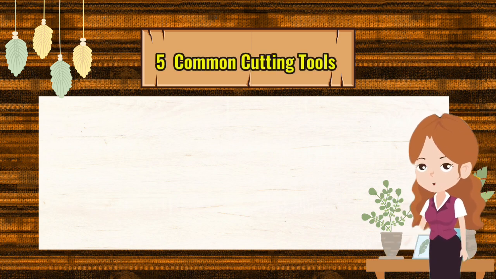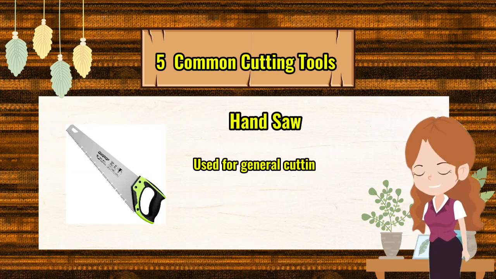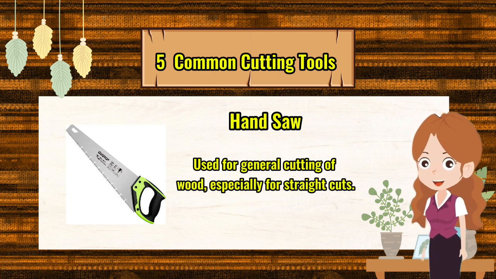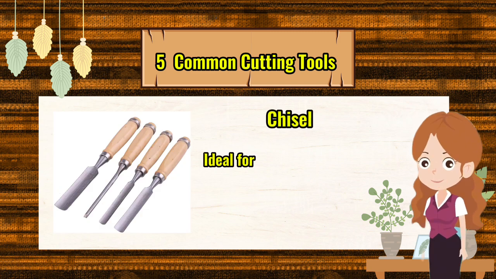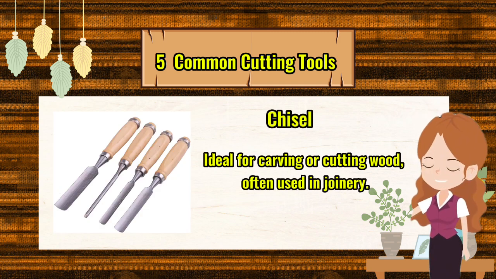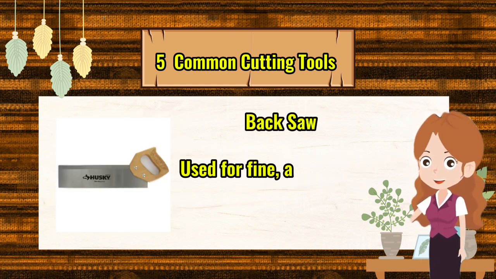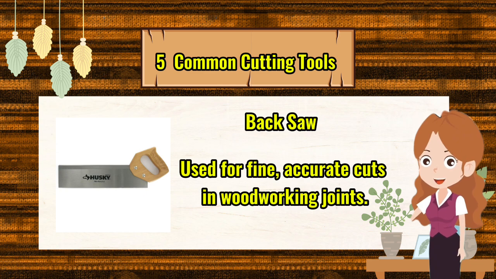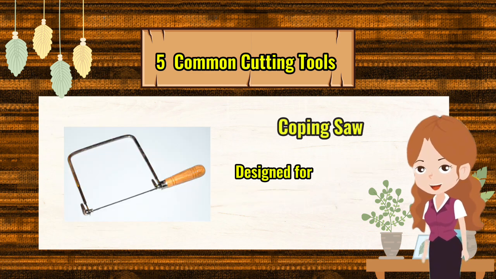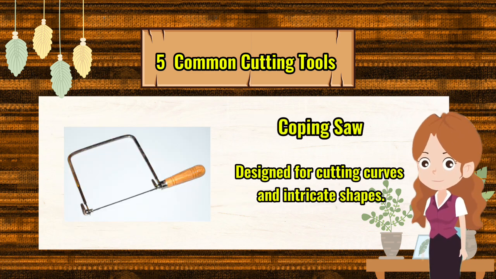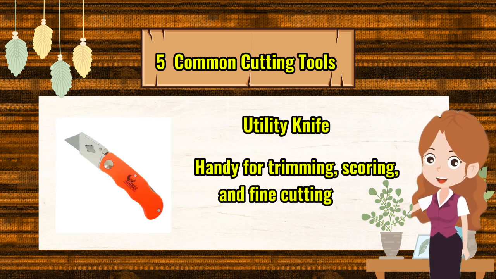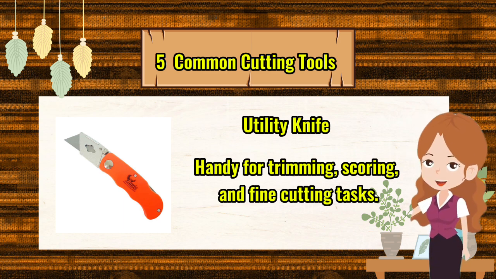There are 5 common cutting tools. First, we have the hand saw. It is used for general cutting of wood, especially for straight cuts. Second, the chisel. It is ideal for carving or cutting wood, often used in joinery. Also, we have the backsaw. It is used for fine, accurate cuts in woodworking joints. We also have the coping saw. It is designed for cutting curves and intricate shapes. Lastly, we have the utility knife. It is handy for trimming, scoring, and fine cutting tasks.